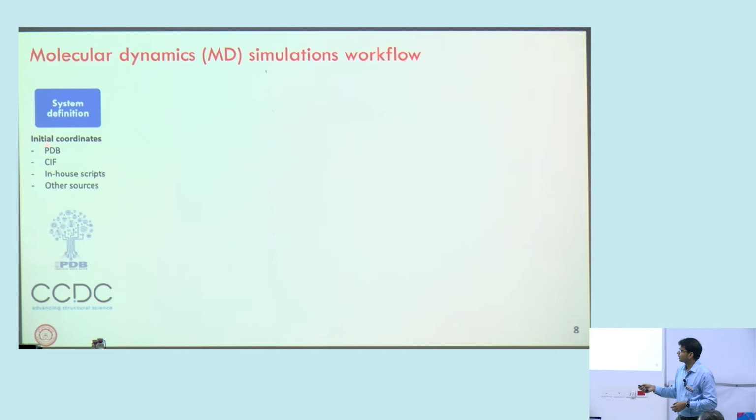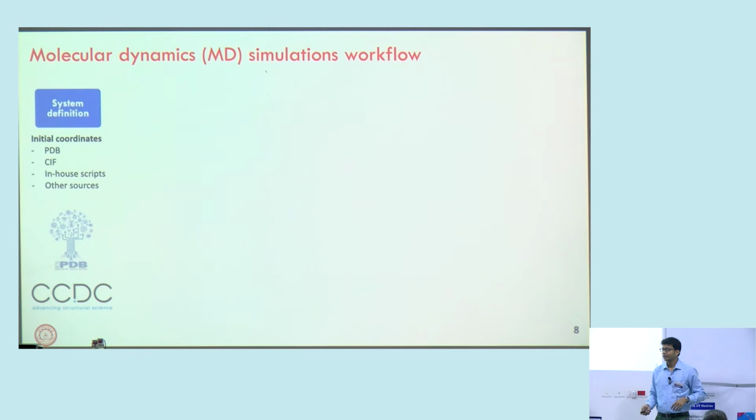Or if you are interested in modeling solid state systems like a crystal, sodium chloride, rock salt, you need to go to the CCDC database and get the CIF file. It also has coordinates. Or you can write your own scripts to get the coordinates, or use other sources. You can use ChatGPT. Ask ChatGPT, give me coordinates of a 3x3x3 supercell of sodium chloride. It will give you the coordinates. That would be your initial set of positions.